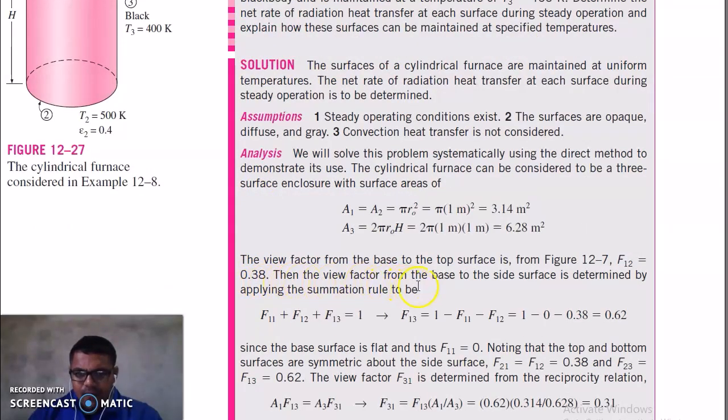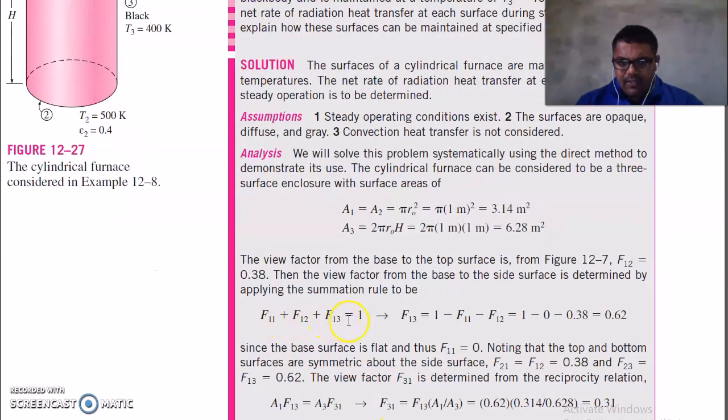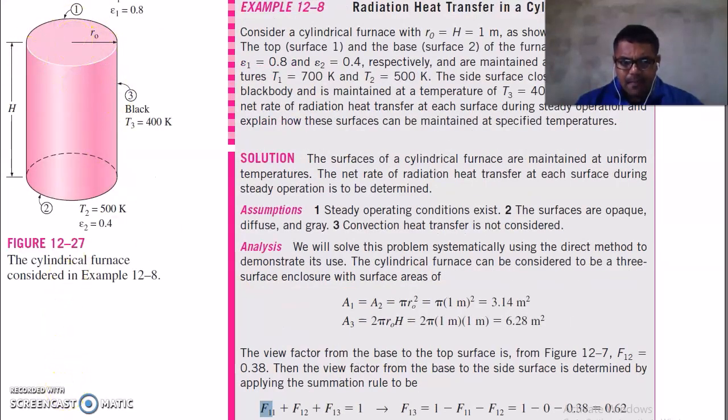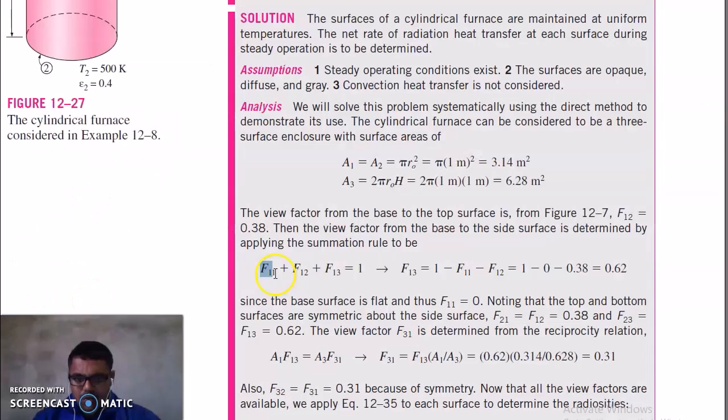The view factor from the base to the side surface is determined by applying the summation rule. We know this equation: F11 plus F12 plus F13 must be equal to 1. This is for an enclosed surface. So we know F12, put the value of F12, and the view factor of the first surface with respect to itself, F11, is equal to 0, because this is a flat surface. So this is a plane surface, and for a plane surface F11 is equal to 0. So put this value 0, put this value 0.38. You will get F13 is equal to 0.62.